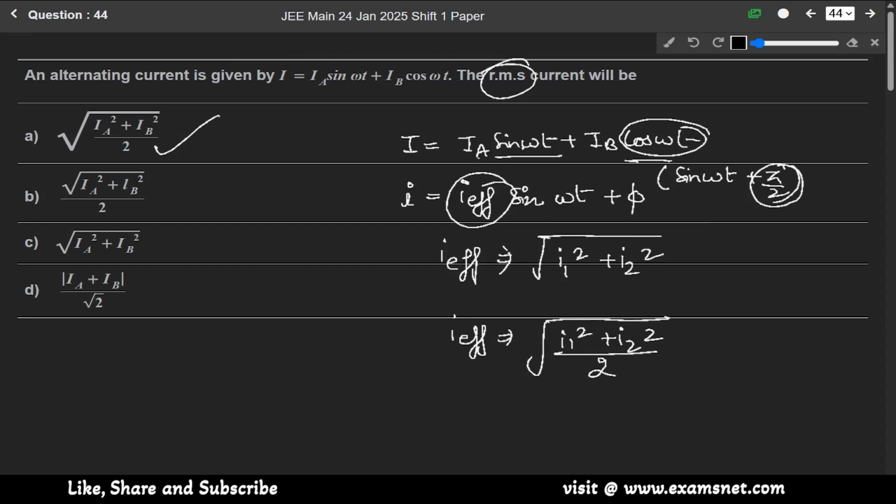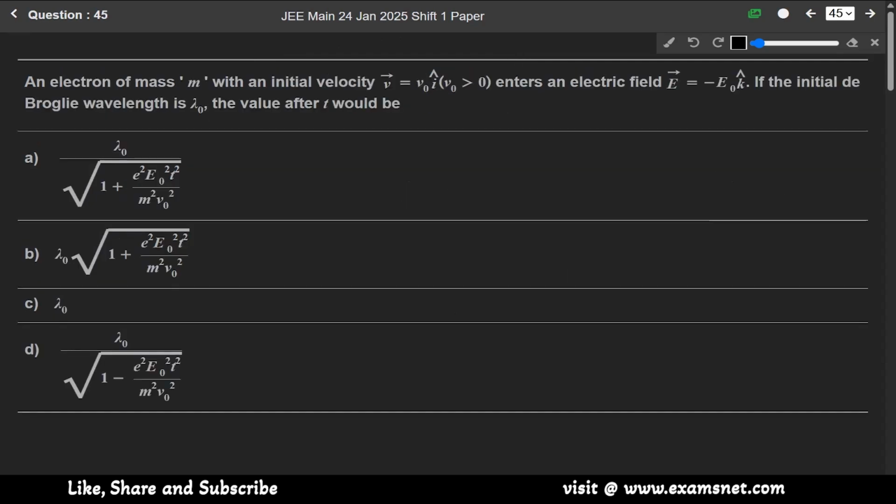Okay. Now next question 45. An electron of mass m with an initial velocity v equals to v naught i cap enters an electric field E equals to minus E naught k cap. Minus means it is into the plane of the paper. If the initial de Broglie wavelength is lambda naught, the value after time t would be the de Broglie wavelength.